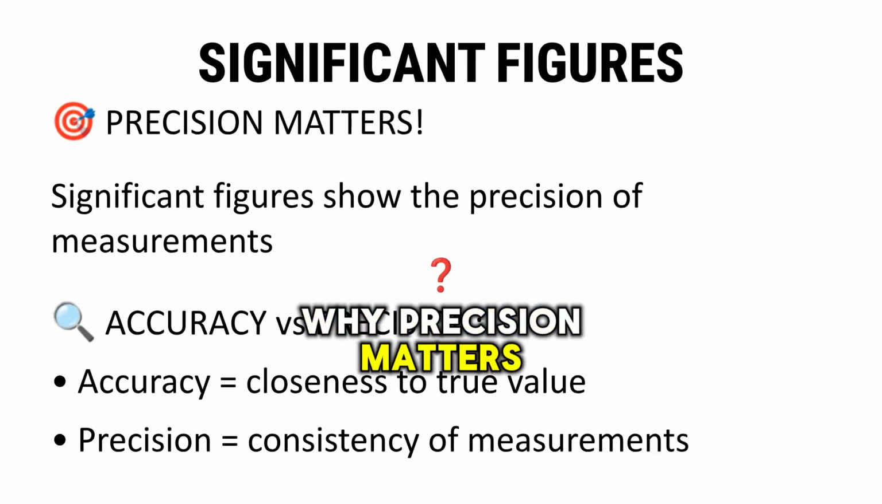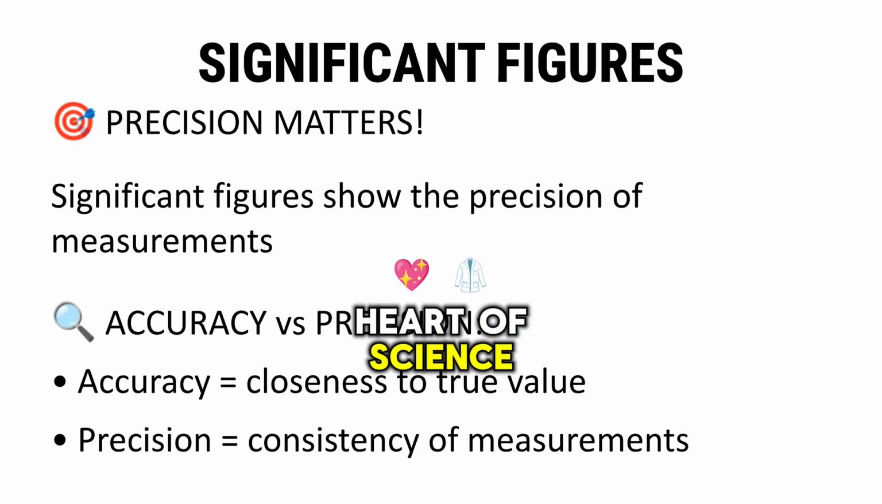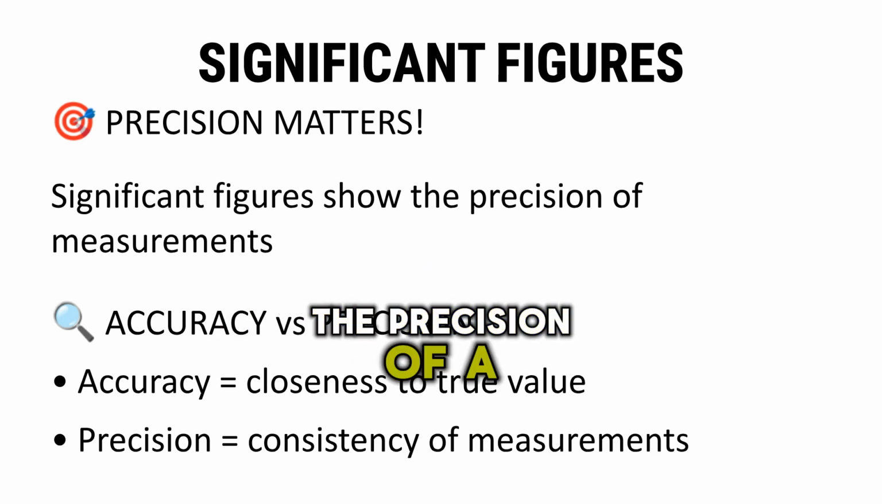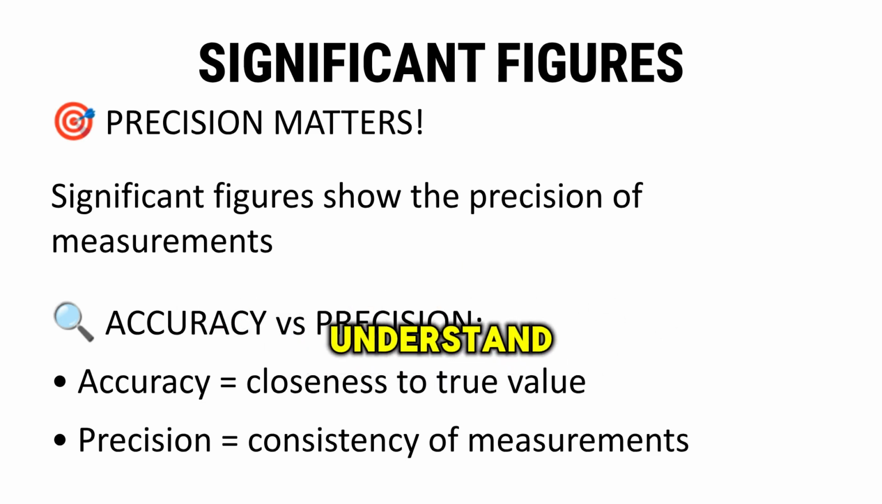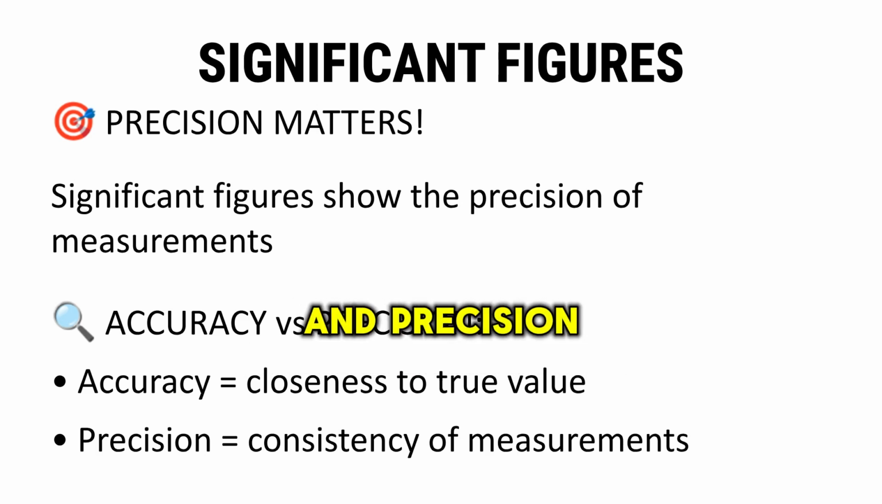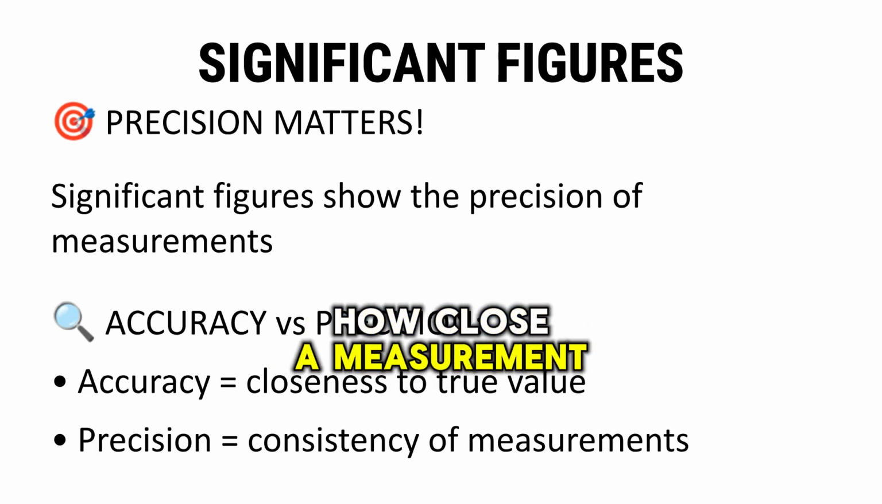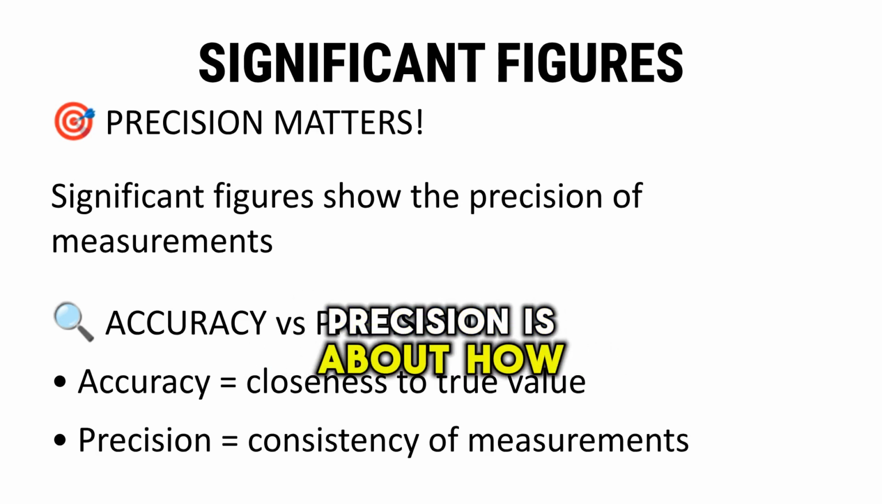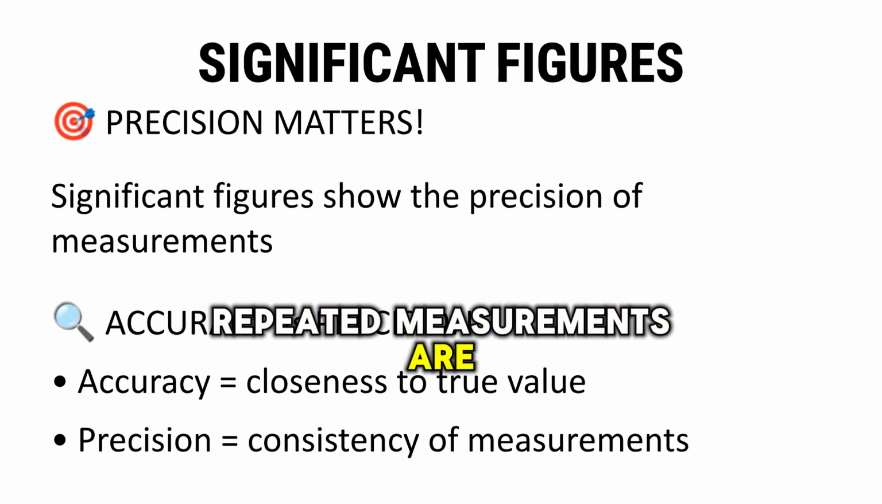Why precision matters. Precision is at the heart of science. Significant figures show us the precision of a measurement. It's also important to understand the difference between accuracy and precision. Accuracy is how close a measurement is to the true value. Precision is about how consistent repeated measurements are.